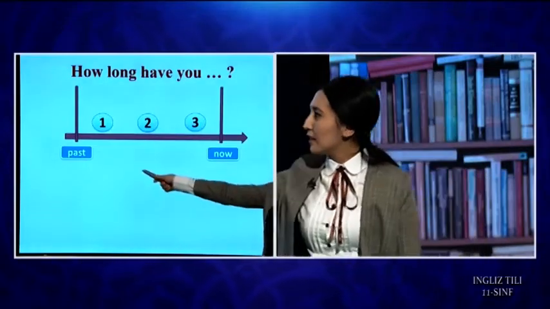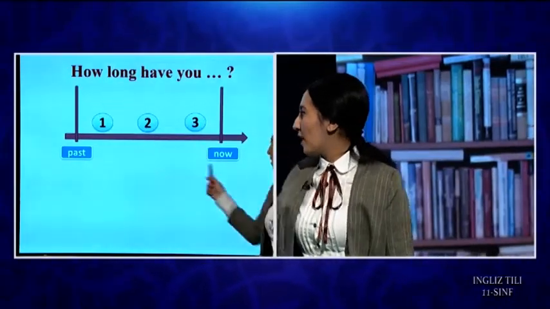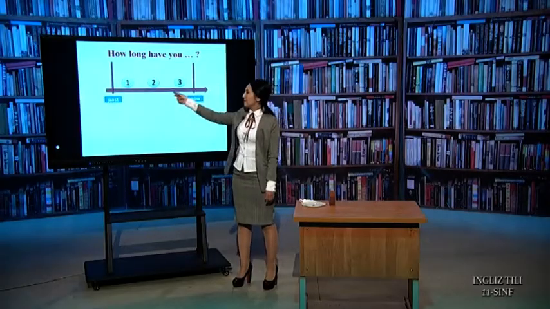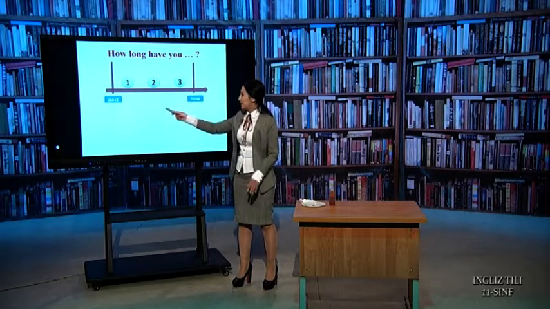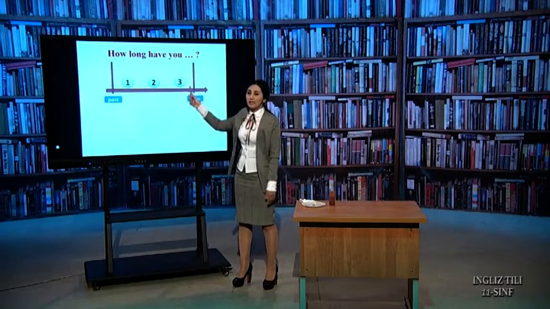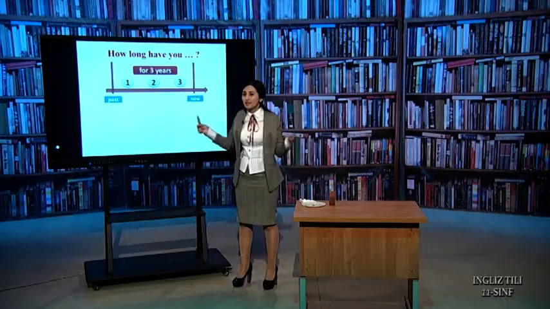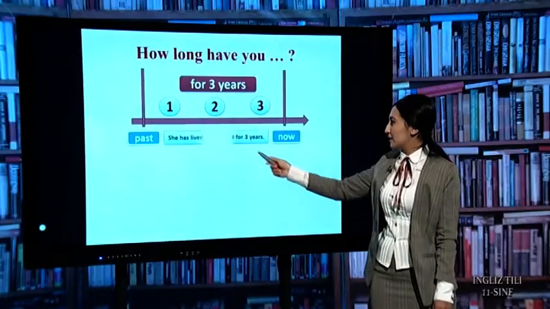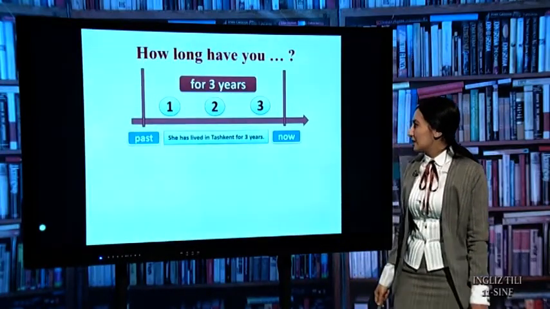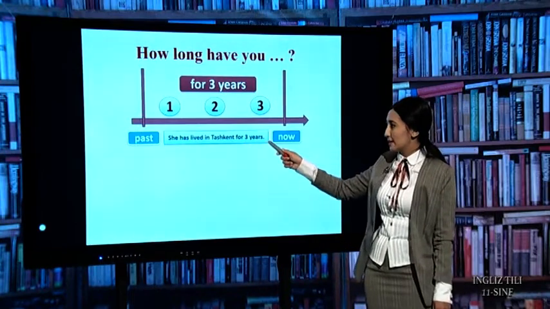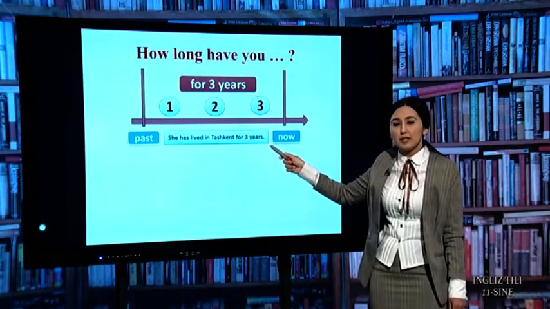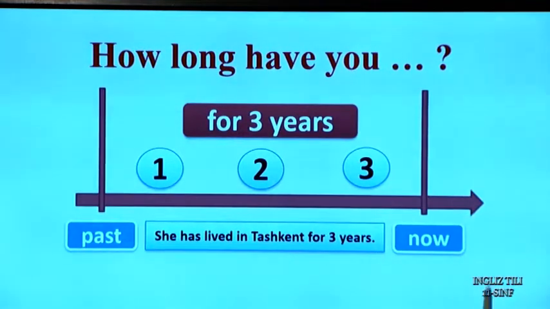Pay attention, there are 3 numbers between past and now. They mean years. There are 3 years between now and past. We can say for 3 years. It means during 3 years. Here is an example: She has lived in Tashkent for 3 years. It means she is living in Tashkent for 3 years.